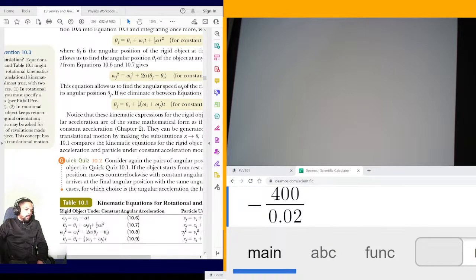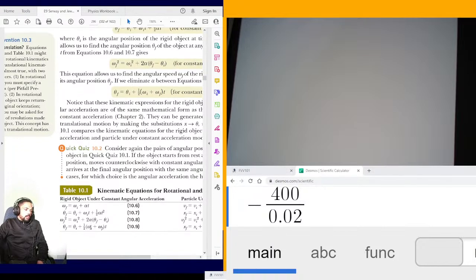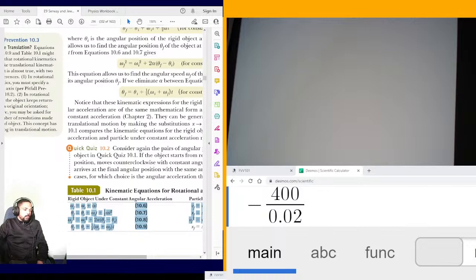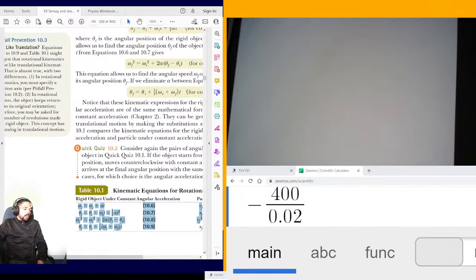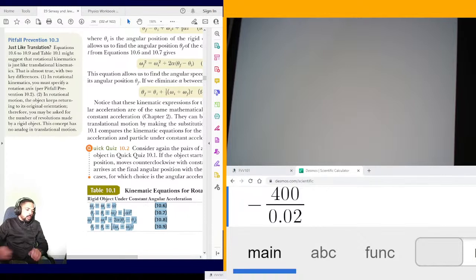Okay, let's see. These equations you should know very well. You already know the ones on the right, the ones on the left are new. Well, not new, they're the same, they're just for rotating bodies. Rotational motion. It says the final angular velocity is equal to the initial angular velocity plus the angular acceleration times time.